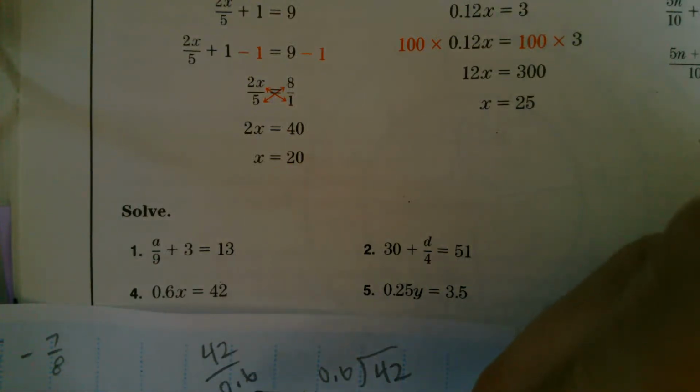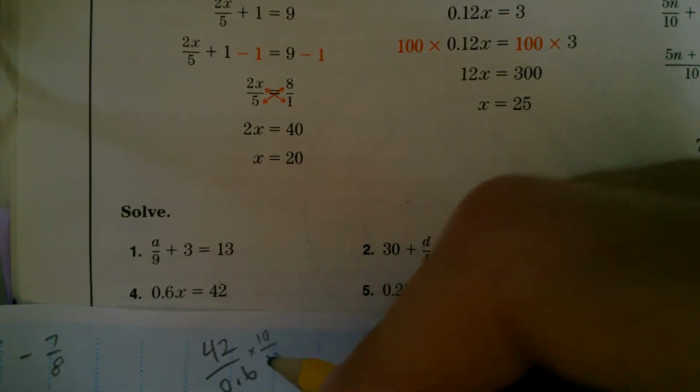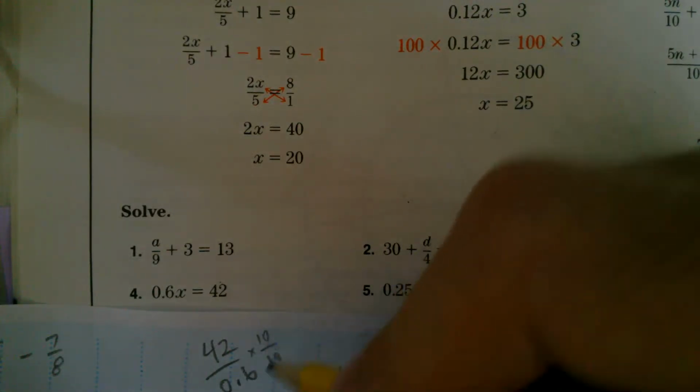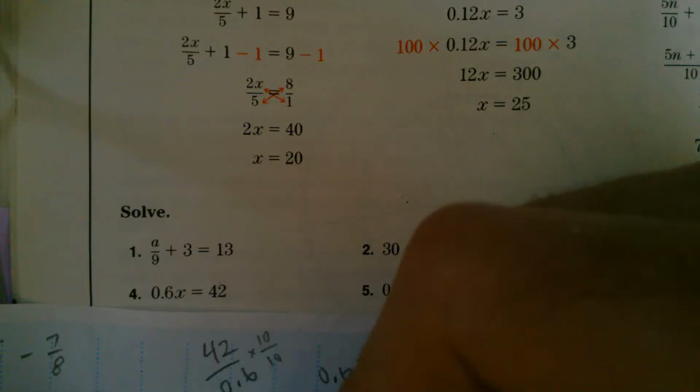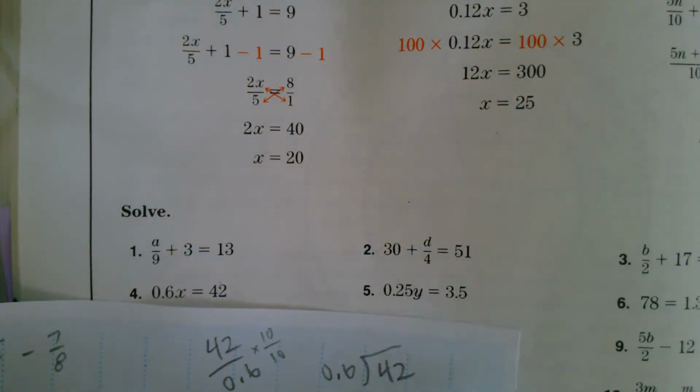Another way to do it is to say, I don't want decimals in fractions. So one thing I can do is multiply the top and bottom by 10. I can add a 0 to the top and move the decimal. So you got 420 over 60. There's like 6. What would you do with that information now?